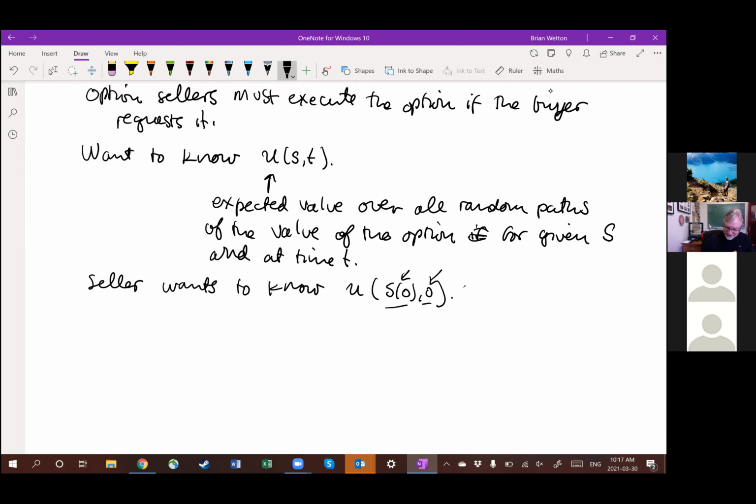So this is so that you can value the option competitively, right? If you don't know this value, and you sell it too cheaply, well, you could lose money. And if you sell it at too high a price, someone else is going to be able to work out that they could sell it cheaper, and you won't be able to make the sale.